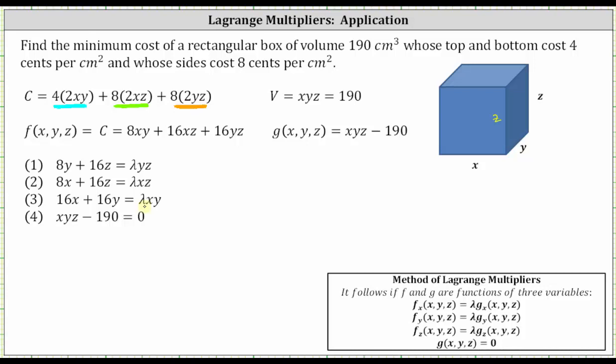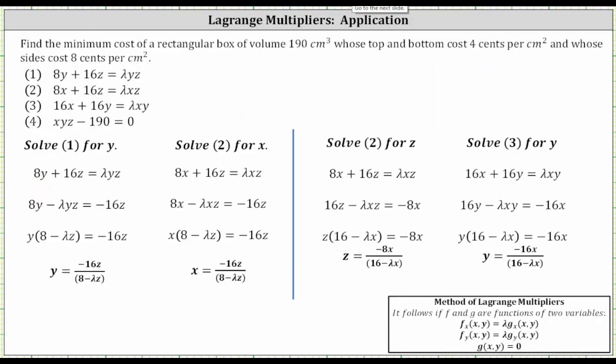And now we need to solve the system of equations, which is where things get a little involved. Notice how I've numbered the equations to keep things organized. So we have our system of equations here at the top. For the first step, we're going to solve equation 1 for y and equation 2 for x. Once we do this, hopefully we'll see a relationship between x and y.